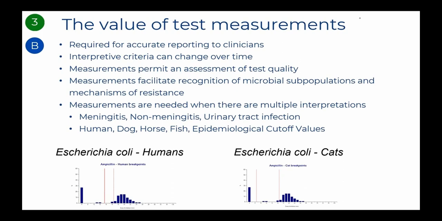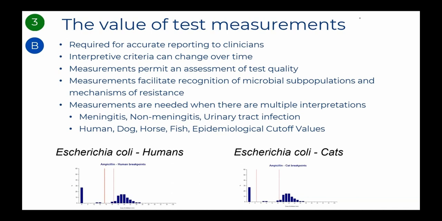Test measurements. We strongly recommend the entry of test measurements such as zone diameters and MIC values. The measurements are required for accurate reporting to clinicians. Also, the interpretive criteria can change over time, and the data analyst needs the measurements in order to compare new statistics with older statistics. Measurements permit an assessment of test quality, and they facilitate recognition of microbial subpopulations and mechanisms of resistance.